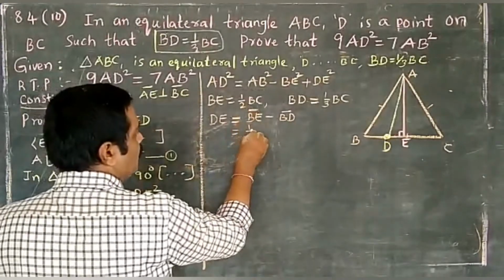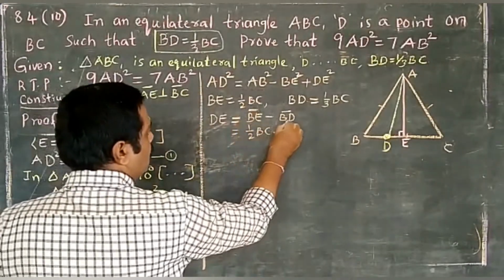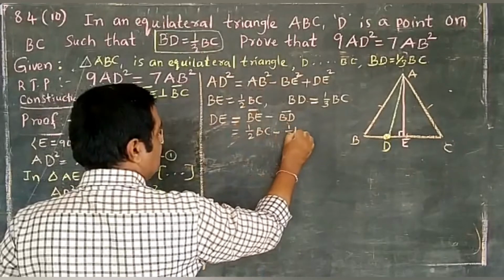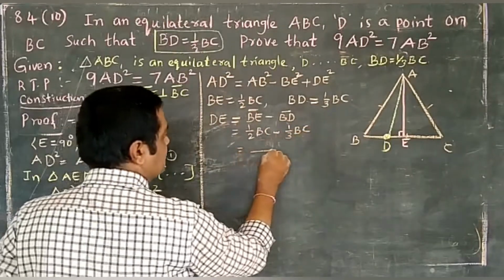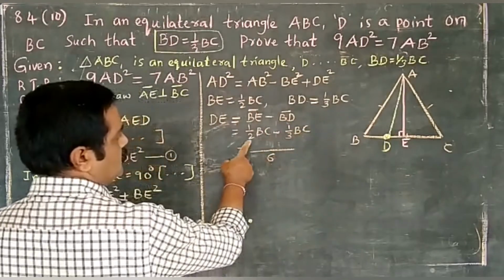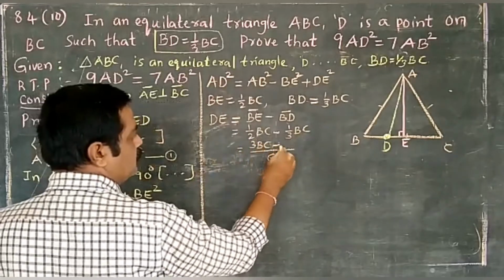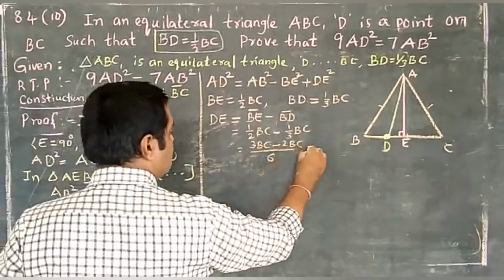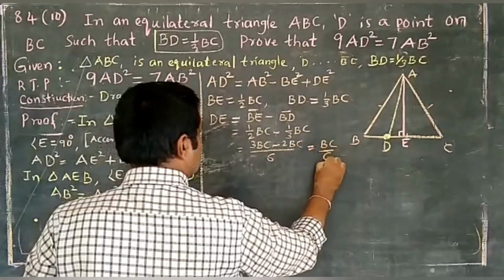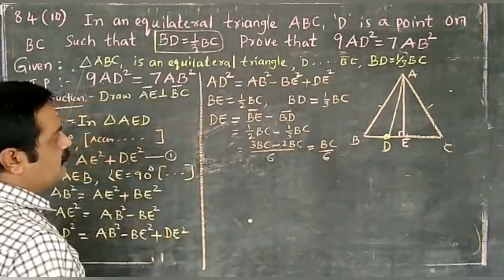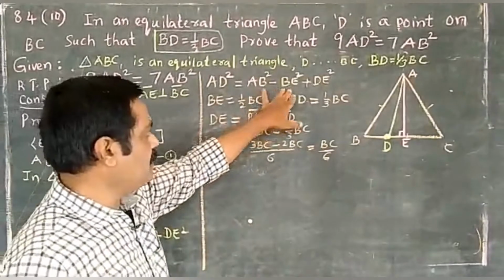This is 1 by 2 BC, and this is 1 by 3 BC. So 6 is the LCM now. 2 3s are 3 BC, 3 2s are 2 BC. So we get BC by 6 for DE. We know the length of BE and DE.